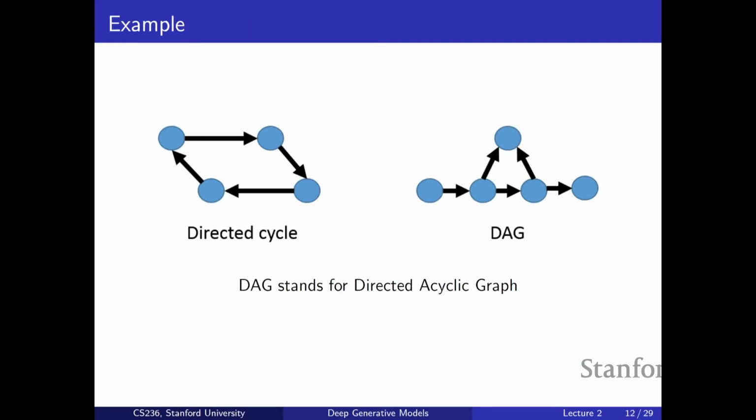For example, what does it mean? A directed cycle would be something like this. So you need to make sure that there is no directed cycle, which means that there is an ordering, and it means you can use chain rule.